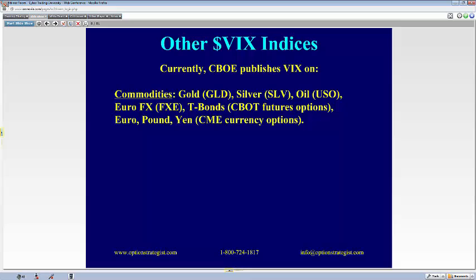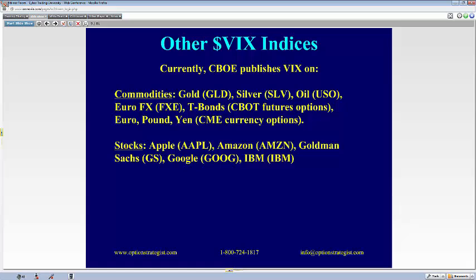You can go on the CBOE website and look these up. But these are the volatility calculations for these various things. So there was gold, as I mentioned. There's also silver, the USO, as I mentioned. The euro, that's been a very popular one recently. Using the Chicago Board of Trade futures options, they calculate one on T-bonds. They have the euro, the pound, the yen. The yen one uses the CME currency options.